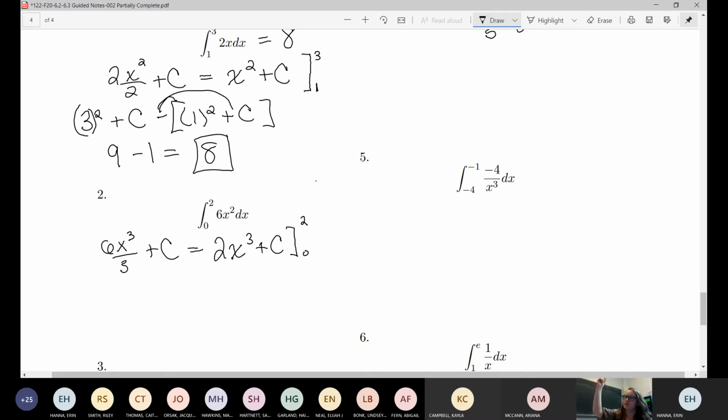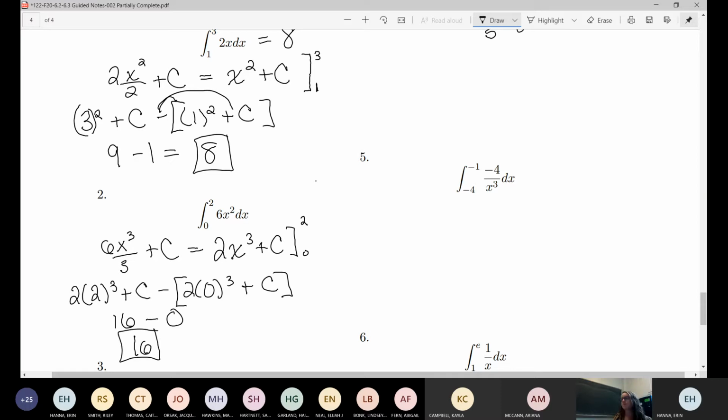We take that top bound of 2, plug it into the function. And then we subtract off what we get when we plug in 0. Again, those c's are going to cancel each other out because we would have to distribute that negative. So we essentially have 2 to the 4th, which is, I'm pretty sure that's 64. 2 to the 4th is 16, sorry. Minus, oh yeah, I should have known that. And then 2 times 0 cubed is going to be 0, so our answer here will be 16.